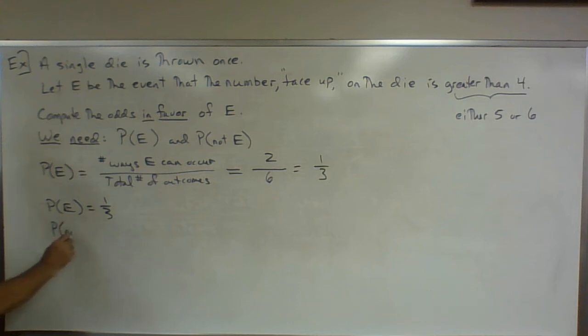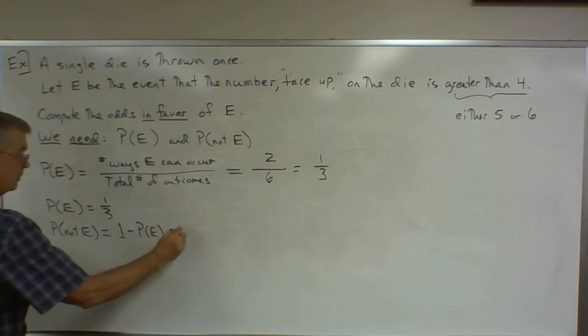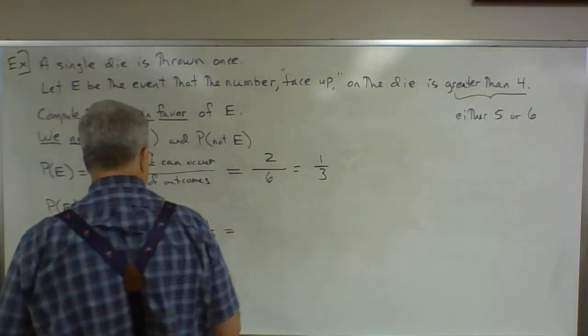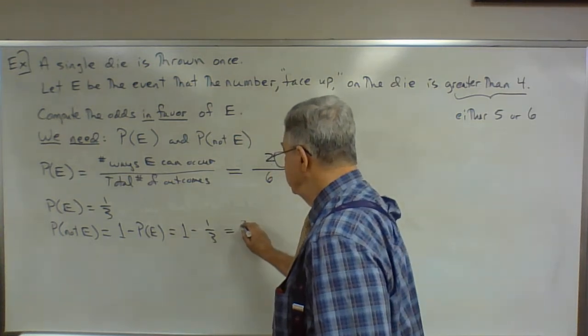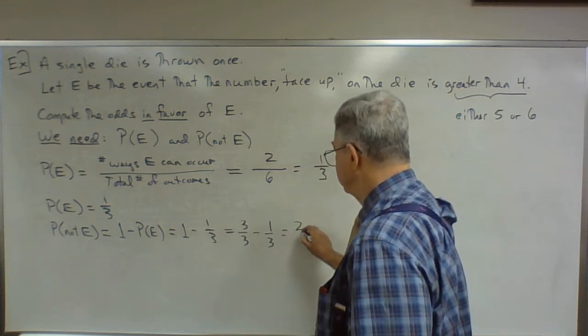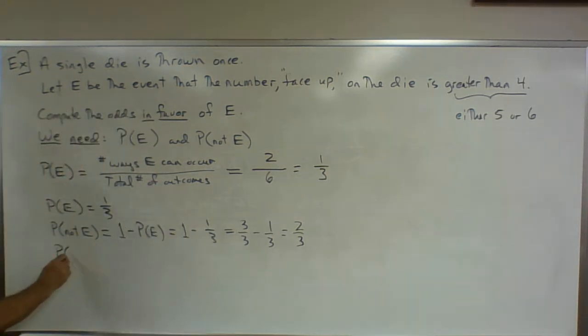And the probability that E does not occur, that's 1 minus the probability that E does occur. And that's equal to 1 minus 1/3. And we get our common denominators here. 1 is the same as 3/3. So the probability that E does not occur is 2/3.